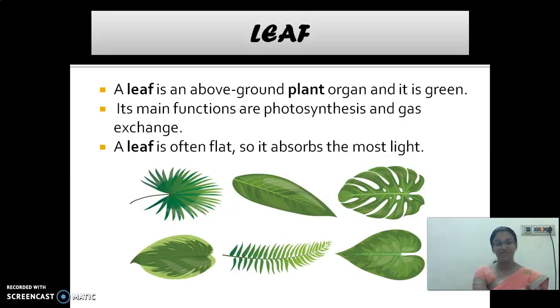And then leaf. Leaves are present above the ground, and they are usually green in color. The main function of these leaves is to perform photosynthesis. The leaves are often flat, so they absorb most sunlight, because photosynthesis takes place only in the presence of sunlight. Clear, children?